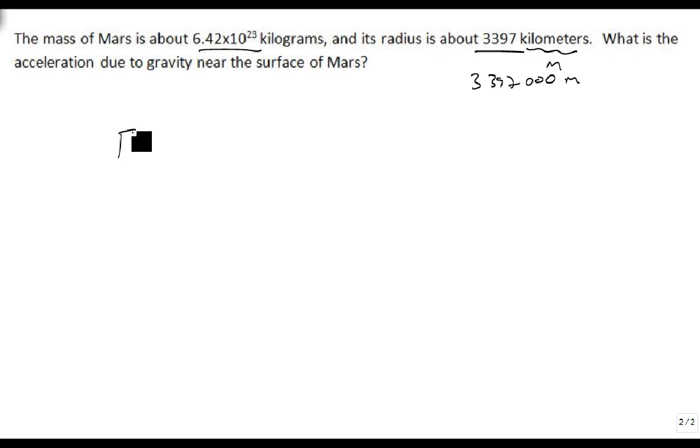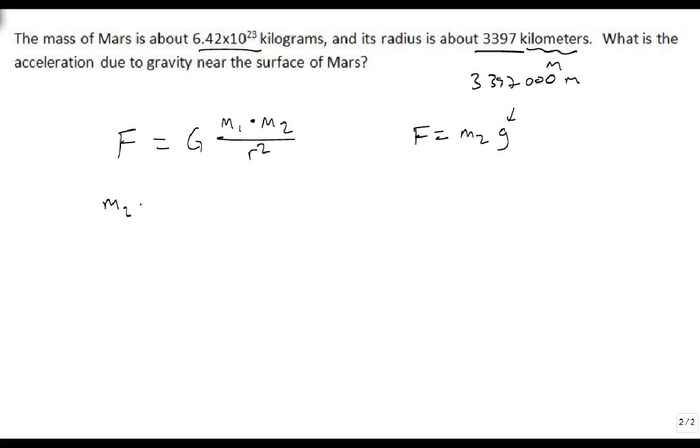So our force on a given object is equal to the gravitational constant times the mass of Mars times the mass of whatever else it is we're considering, divided by the radius squared. We're really close to the surface, that's what we care about, so the radius is going to work out for us. And we're also going to let the force be equal to the mass of the object times gravity. So what we're trying to find is gravity.